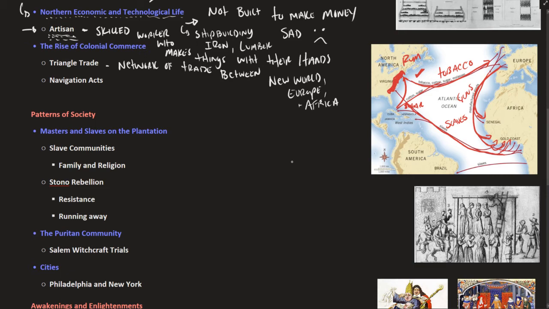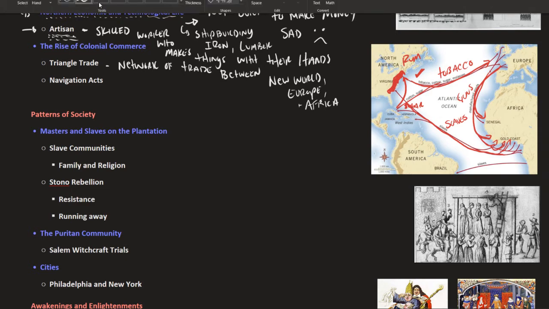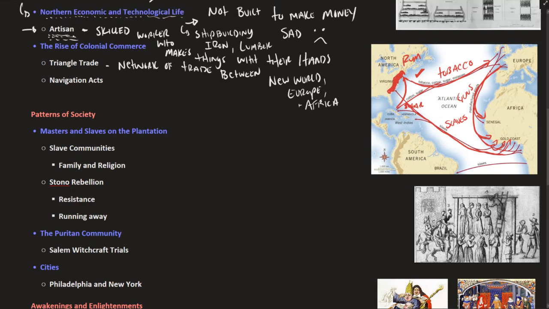They're exporting goods to Europe, and then that is playing a bigger part in this larger triangle trade. And of course, you can see why they call it the triangle trade, because you have the makings of a triangle in here, right? The 3 points of it.